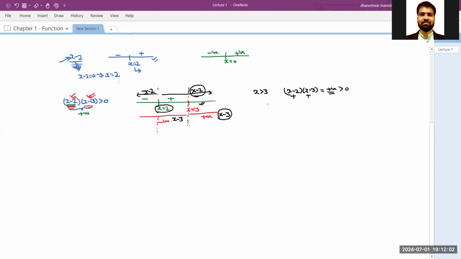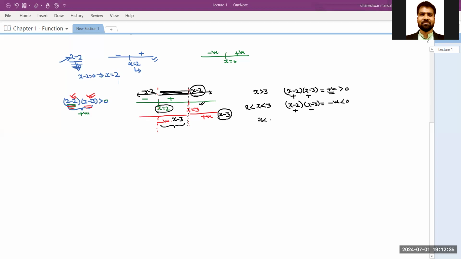Now I am taking x in between 2 to 3. If I take 2 to 3, then here x minus 2 is positive but x minus 3 is negative. So x minus 2 is positive and x minus 3 will be negative. It means the product will be negative. And if the product is negative, it means this term is less than 0.